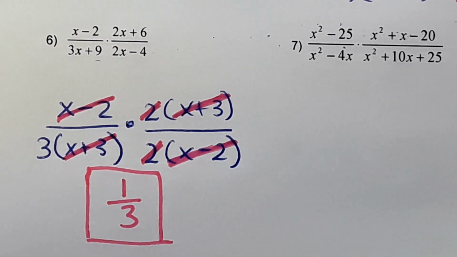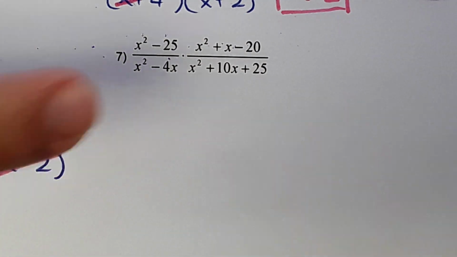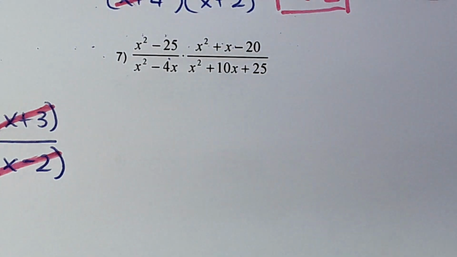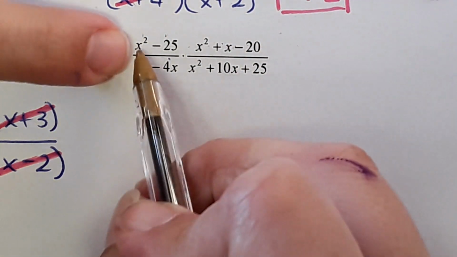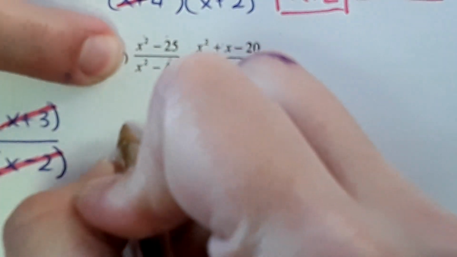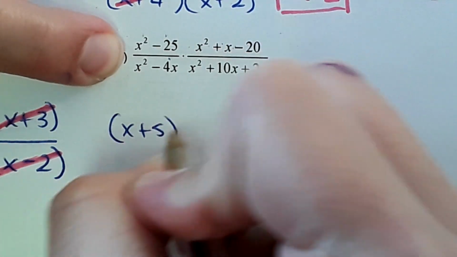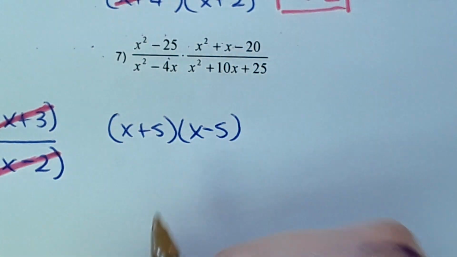Okay, number 7. Here it gets a little bit more complicated as far as the factors go. X squared minus 25, you could say that's x plus 5, x minus 5.